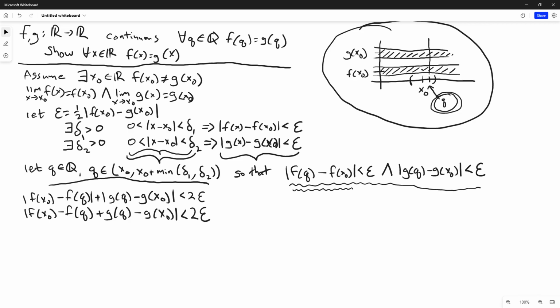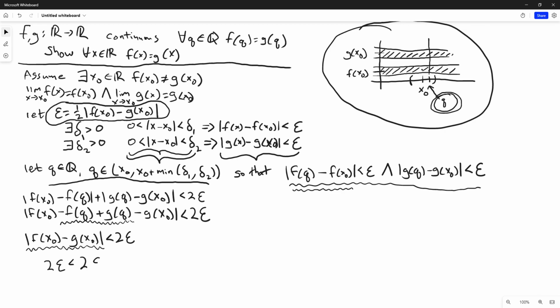But since q is rational, f of q equals g of q, and so these two terms cancel each other out. And we're left with the absolute value of f of x0 minus g of x0 is less than 2 epsilon. And what is this but 2 epsilon? This is the value we chose for epsilon. That implies that the absolute value of f of x0 minus g of x0 is 2 epsilon. So we'll just make that substitution and we'll get 2 epsilon less than 2 epsilon. And that's it. This contradiction disproves our assumption. That's the end of the proof. QED. Thanks for watching.